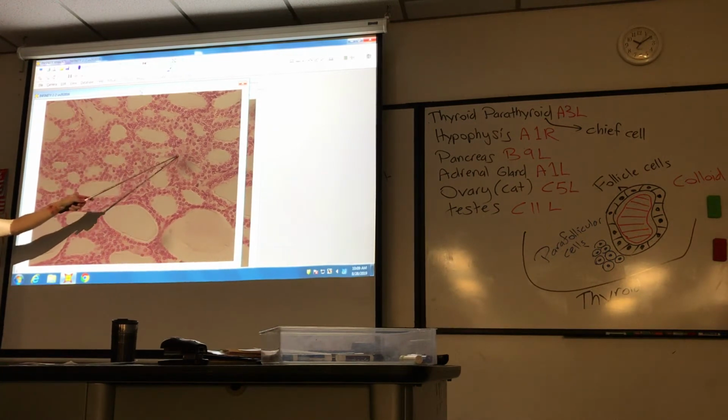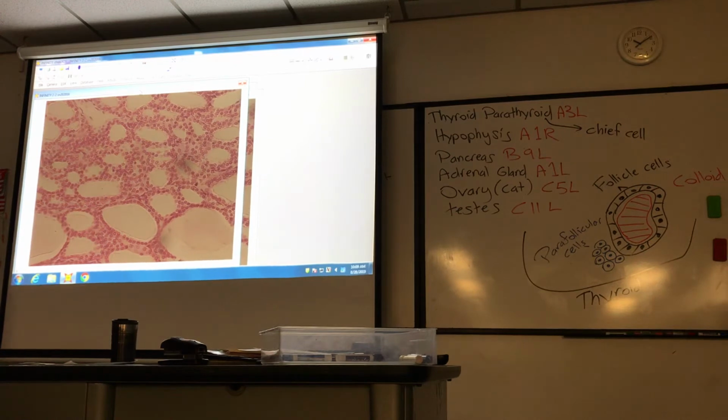It's a larger cell. The C cell means clear cytoplasm. So some of these cells look like they're faded a little bit. If I point to any cell outside the follicle, just go with parafollicular cell or C cell. Okay, moving on. Any questions on this slide?